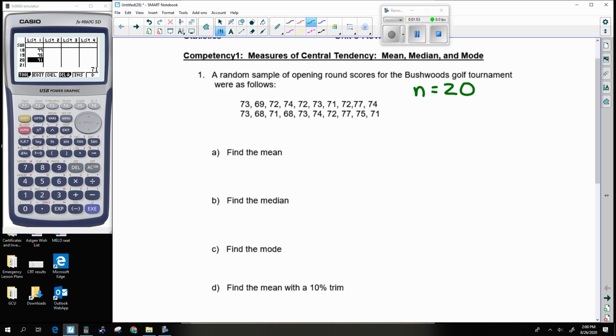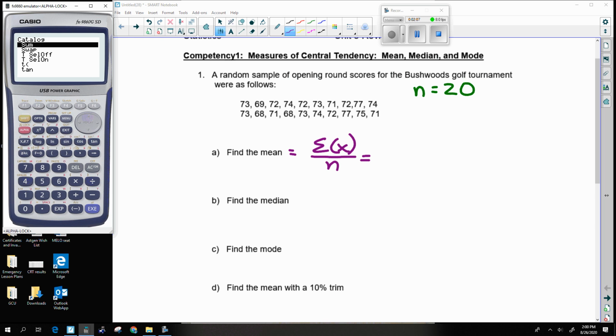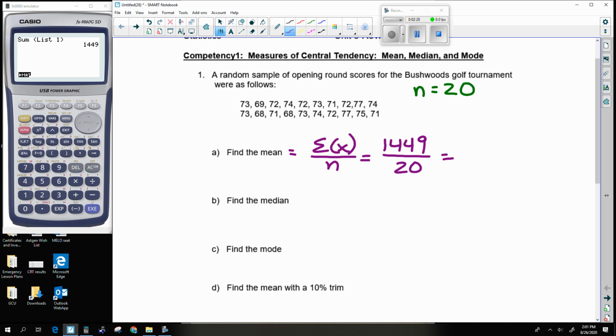All right, so the first thing to do is to find the mean. What it means to find the mean is I add them all up and I divide by the number of numbers. So I add them all up, I put again in list 1. So I add them all up and I divide by the number of numbers. That is finding the mean, right there.